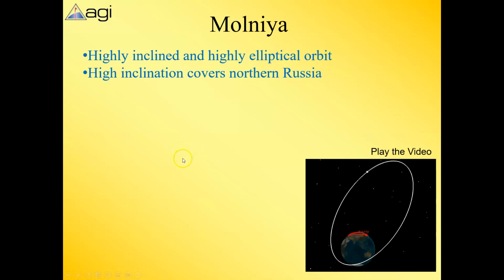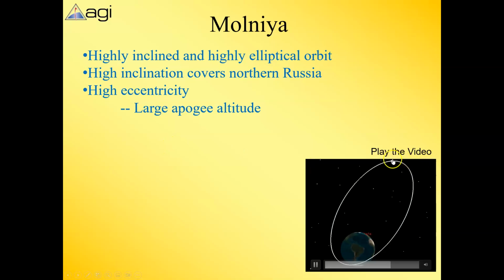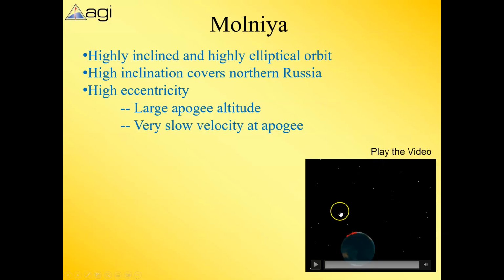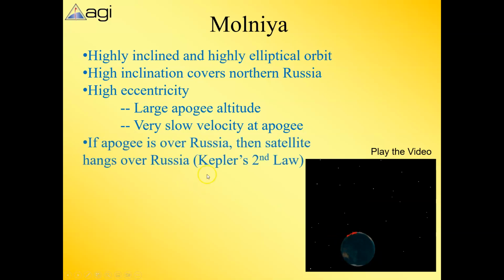The high inclination covers even northern Russia, but it also has a high eccentricity and a large apogee altitude as well. So you can see that it's really far out there. It's very slow at its apogee, so it's moving really slow, but then as it comes back down, it does speed up. If the apogee is over Russia, then the satellite hangs over Russia, so that's Kepler's second law that has to do with shape.